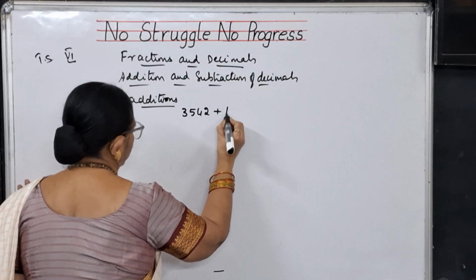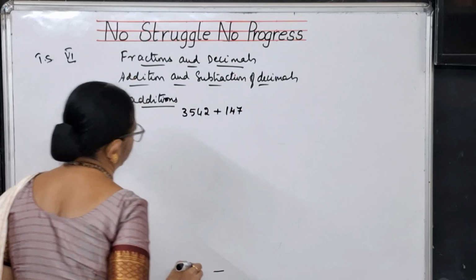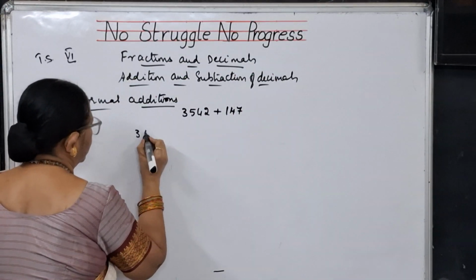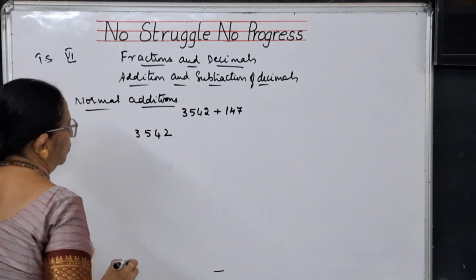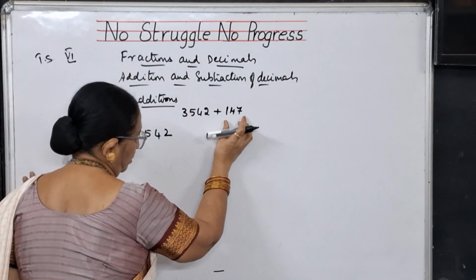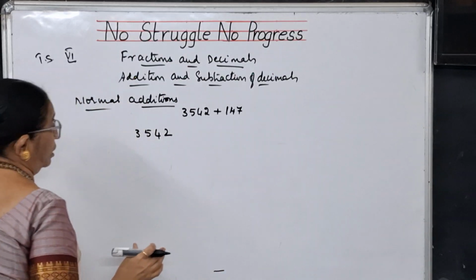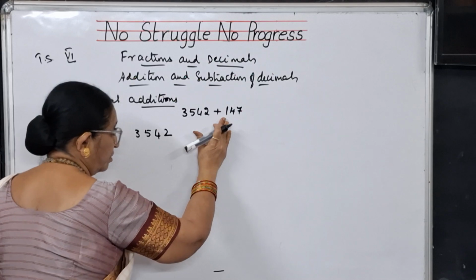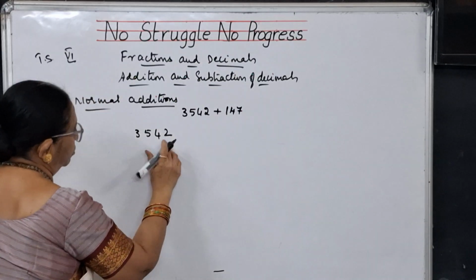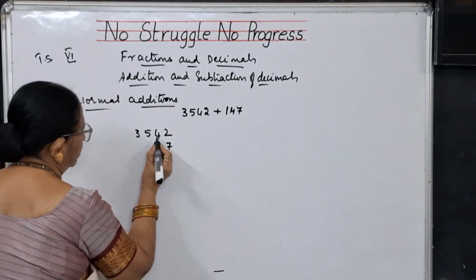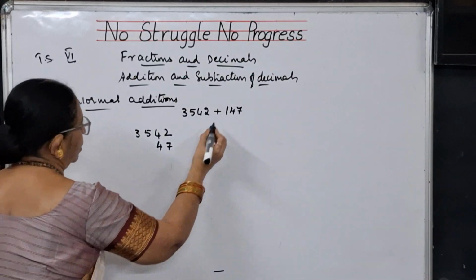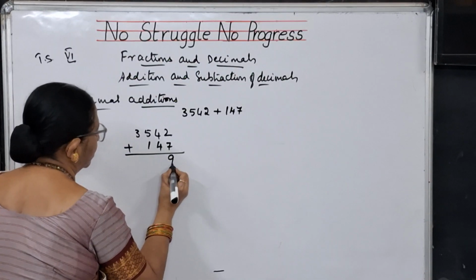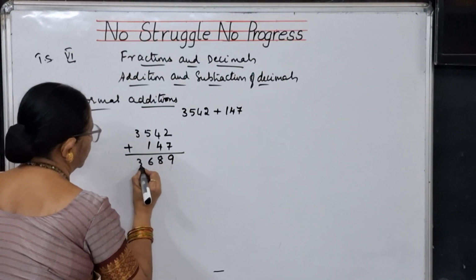3542 plus 147. This is the number you are going to add. So what will you write? First you will write this number 3542. After writing this, when you are writing the second number, how do you keep the digits? You take concentration upon units, tens, hundreds. So the units digit 7 will be under the units digit, tens digit 4 under the tens digit, hundreds digit 1 under the hundreds digit. Now you are going to add, that is 9, 8, 6, 3.